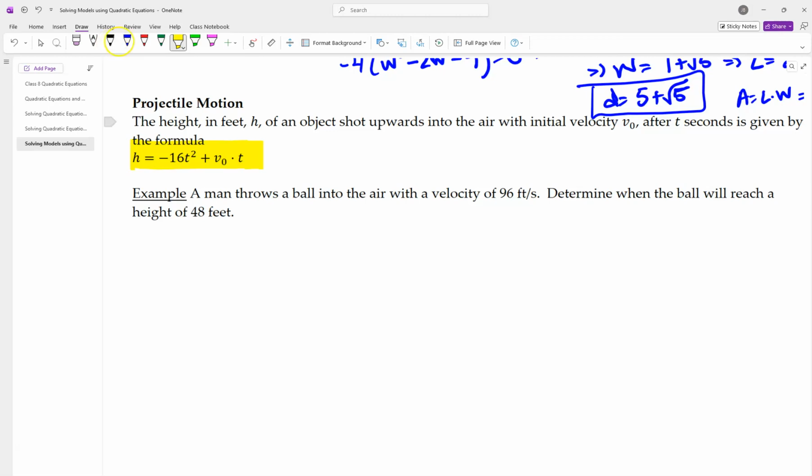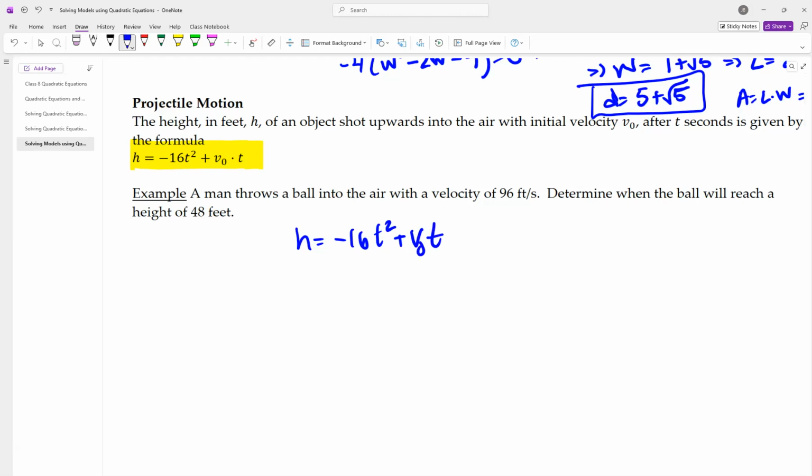That is the formula we're going to use. So here in the example, we have a man throwing a ball into the air with a velocity of 96. So V0 represents the initial velocity. We want to determine when the ball will reach a height of 48 feet. Okay, so I have my equation: h is equal to negative 16 t squared plus V0 t.